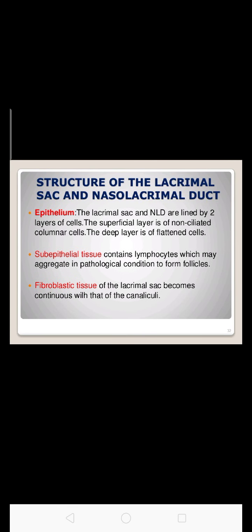Structure of the lacrimal sac and nasolacrimal duct. The lacrimal sac and nasolacrimal duct are lined by two layers of cells, namely, the superficial layer is of non-ciliated columnar cells, the deeper layer is of flattened cells. The subepithelial tissue contains lymphocytes which may aggregate in pathological conditions to form follicles. Fibroblastic tissue of the lacrimal sac becomes continuous with that of the canaliculi.